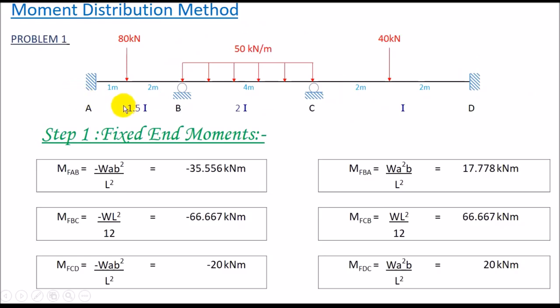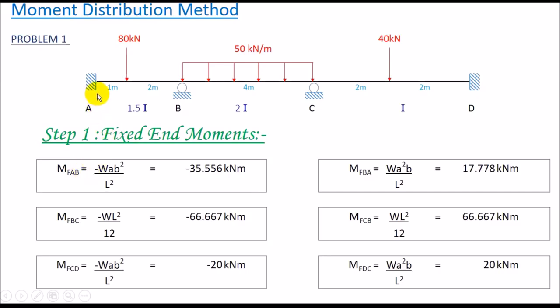That is the reason we find fixed end moments, because any load that is applied between two joints will produce moments which are equal to fixed end moments, because this joint is already fixed, I'm considering it as fixed. That's my primary assumption. So the moment that would be produced would be fixed end moments. Let us start with our step 1, that is finding fixed end moments.